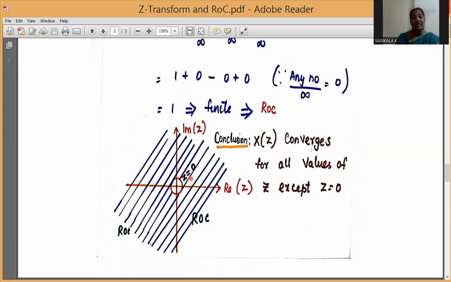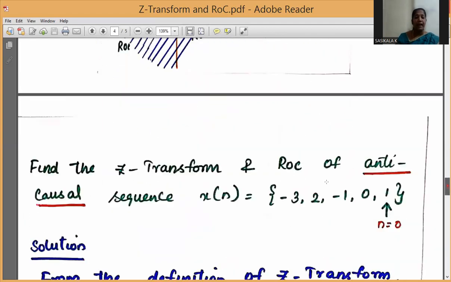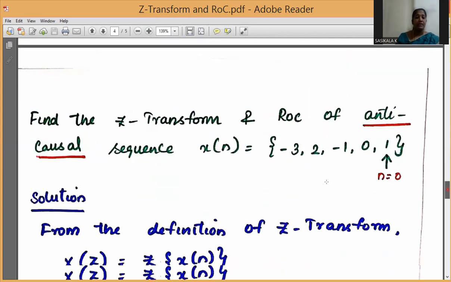And X of z converges for all values except z is equal to 0, because only if you substitute z is equal to 0, you will be getting X of z as infinite. And for other values, starting from z is equal to 1 till z is equal to infinite, you will be getting finite values. So capital X of z converges for all values of z except z is equal to 0. That is the conclusion we have got from this problem. And next we'll see another problem.